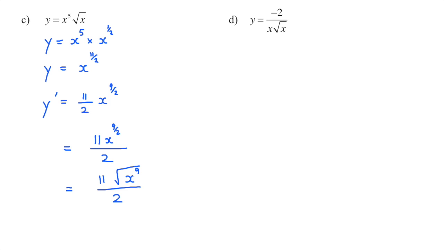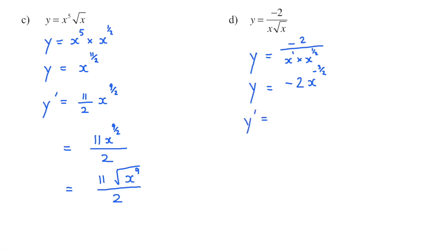Let's go to part D. Oh, this question's a bit more challenging because I've got an x and a square root x, so it becomes minus 2 over x to the power of 1, that's the x, times x to the power of a half, that's the square root x. So it becomes minus 2 over, 1 plus a half is 1 and a half, x to the power of 1 and a half, which is x to the power of 3 over 2. Now I've moved that up the top. So if I move it up the top, 3 over 2 becomes a minus 3 over 2. The power changes. Now it's ready to differentiate.